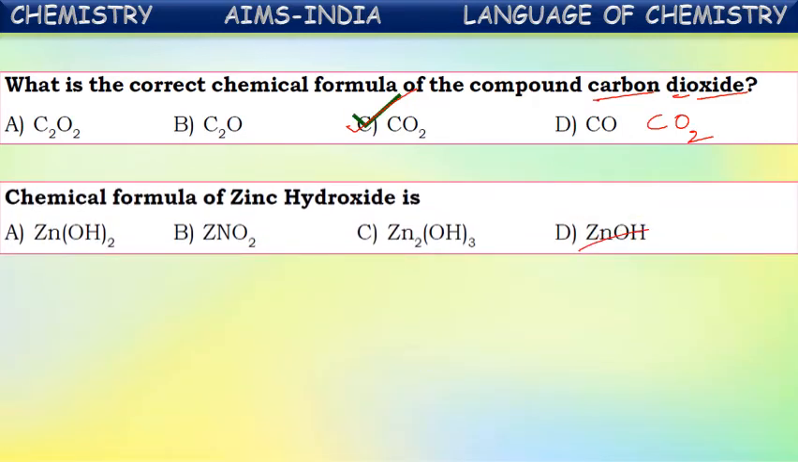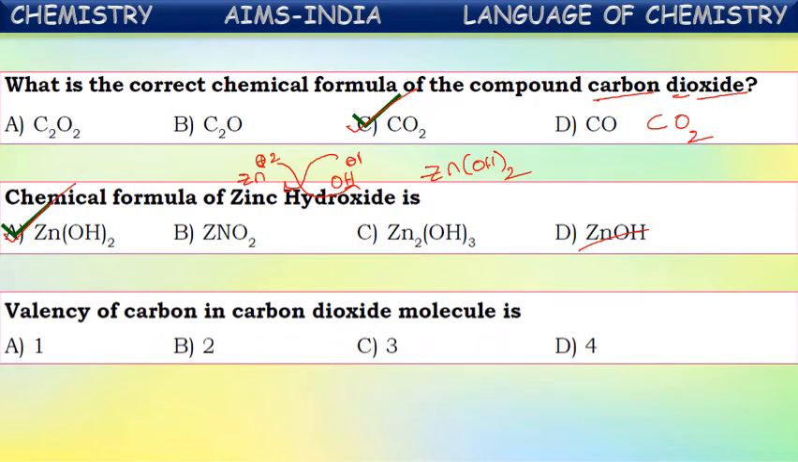Come to the next question. Chemical formula of zinc hydroxide. Hydroxide is represented with OH. Zinc is represented with Zn. But zinc's charge is +2 and hydroxide's charge is -1. If you neglect these signs, then just crisscross. These two come here, one comes here. Then obviously Zn(OH) taken twice. So obviously A will be the correct answer, not the remaining. Yes. Now come to the next question.